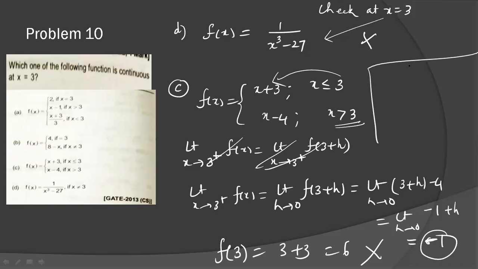Our trick is here. You put x equal to 3 in the left hand limit, and you put x equal to 3 in the right hand limit. You will get 6 here, and here you will get minus 1. Both are not equal. It means the function is not continuous.